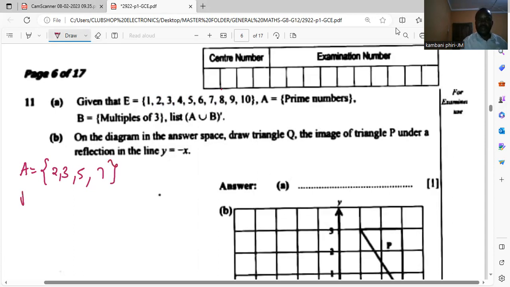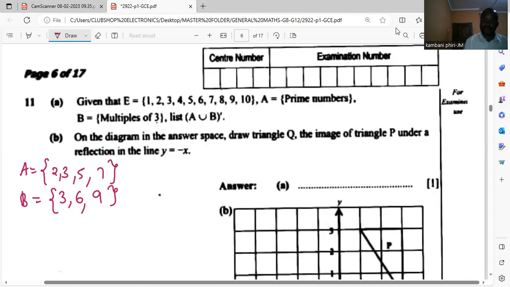Then B, we're talking about multiples of 3, all right? In this case, I've got 3, 6, and 9. That's what we mean.